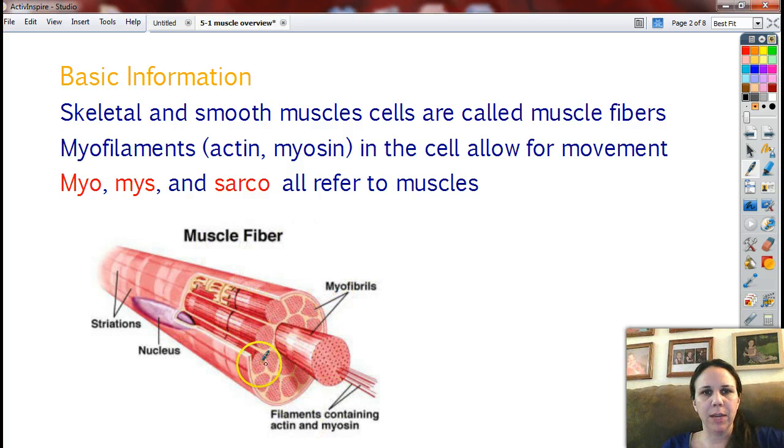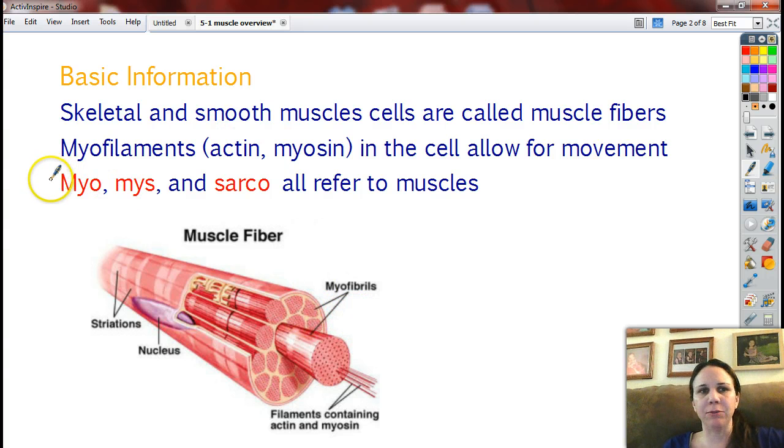So here is a muscle fiber, or one muscle cell. You can tell because there's a big old fat nucleus right there. And so the organelles inside aren't your typical organelles. We've got all these other little things inside. Myofibrils and filaments and actin and myosin, and we'll get into more detail with that later. But that's what allows the cell to actually move.